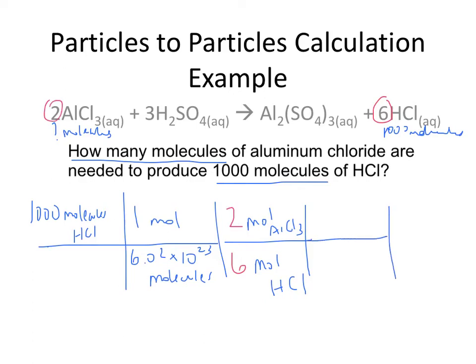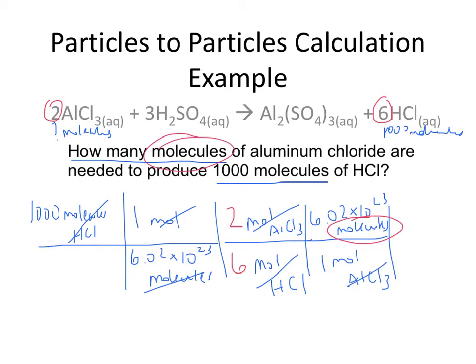Our next step, these have canceled. These have canceled. This is canceled. So we're at moles of AlCl3, but we have one more. We want to go to molecules. So we again have to use Avogadro's number. So we have 1 mole of AlCl3, and Avogadro's number is equal to that many molecules. So that is the setup. These will cancel. We're left with molecules. That's what we want. They match, and then we do the math.